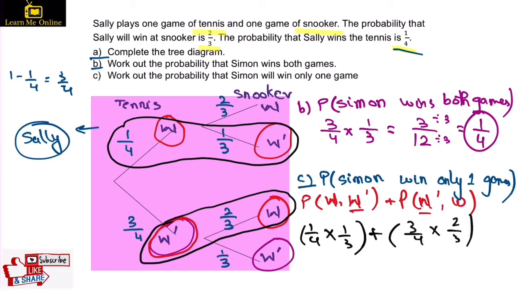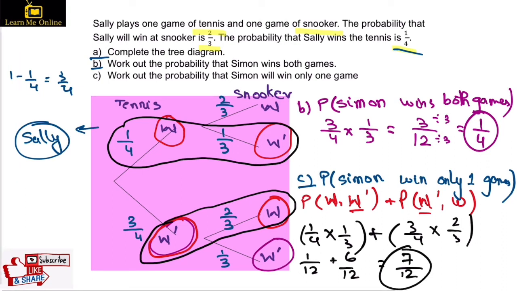You're going to simplify them together. So it would be 1 over 12 plus 3 times 2 is 6, 6 over 12. And the final simplification would be 7 over 12. So the probability for Simon to win only one game would be 7 over 12.